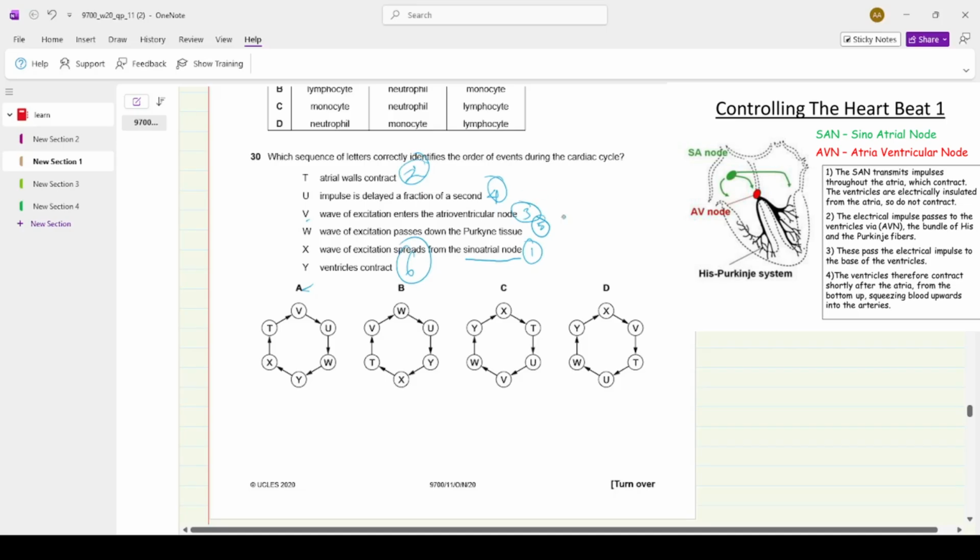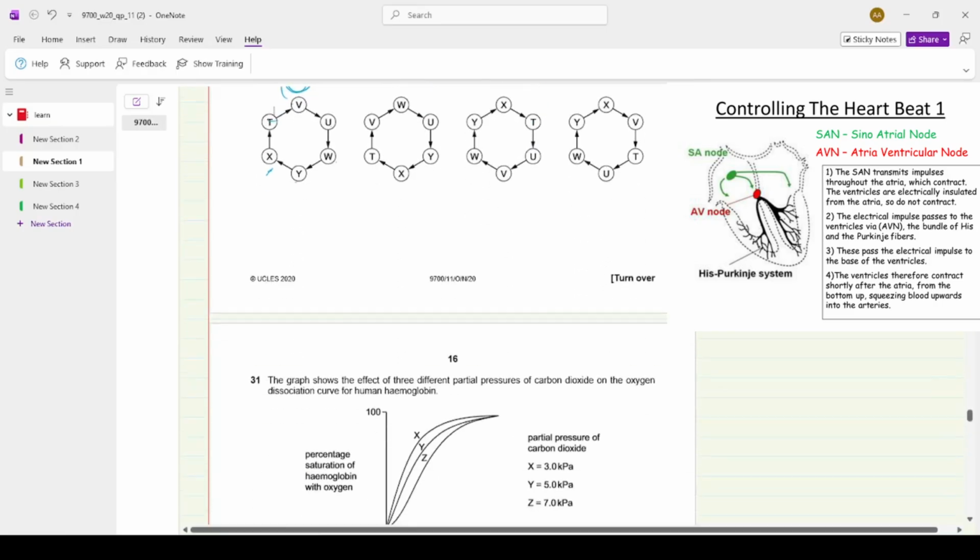So if we check the options which have these sequences, starting with number 1, which is X. So X, number 2, T, number 3, V, number 4, U, number 5, W, and then Y, number 6. So we can see that A makes sense. You can also cross-check all these other options. You realize that the sequence is not matching up.